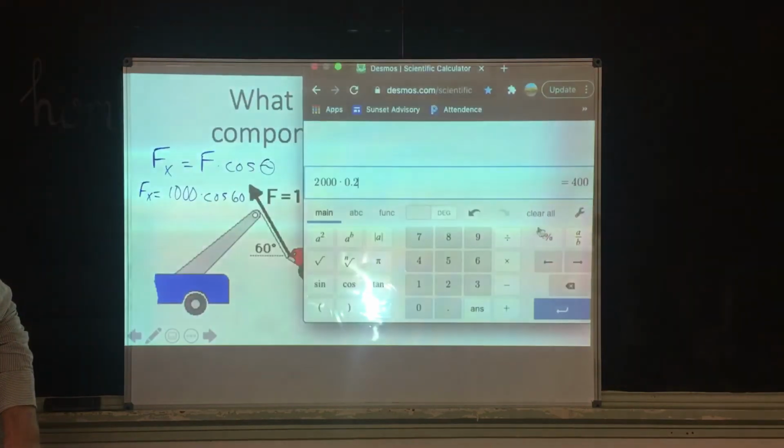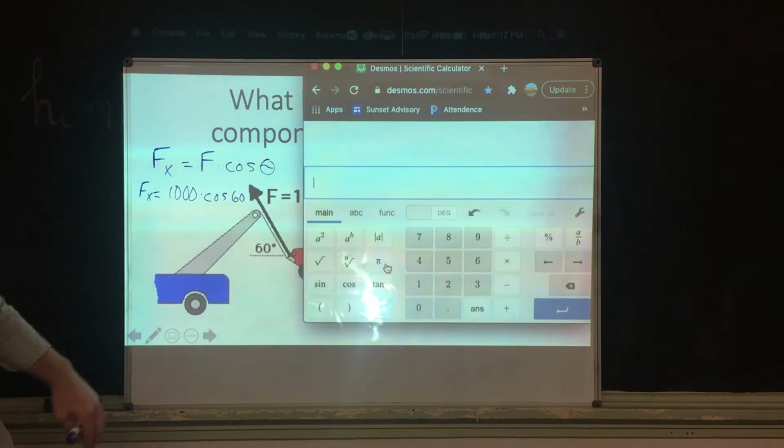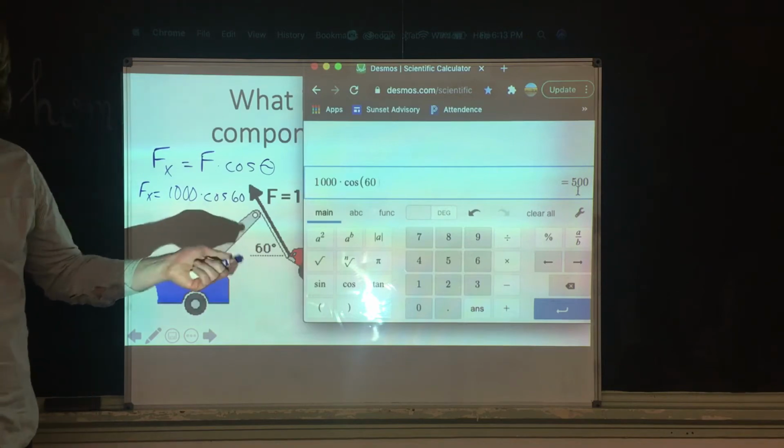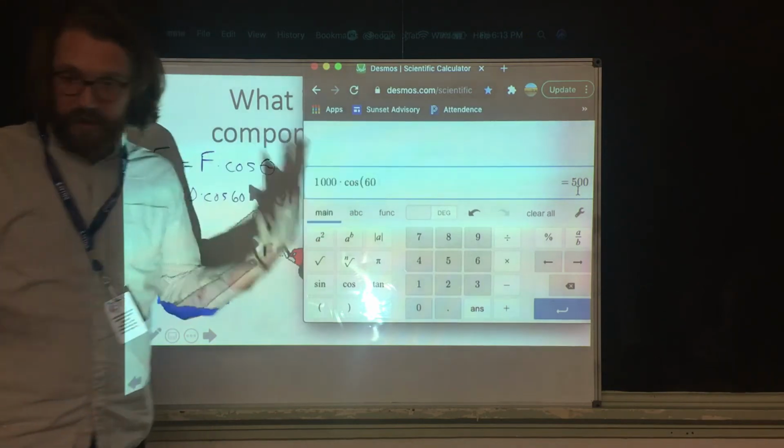Go down here, clear all. You can actually see it this time. So I'm taking my total force, which is 1,000, I'm going to multiply that by the cosine of 60. And that gives me exactly 500. You see how easy that is? All you got to do is enter it in the calculator.